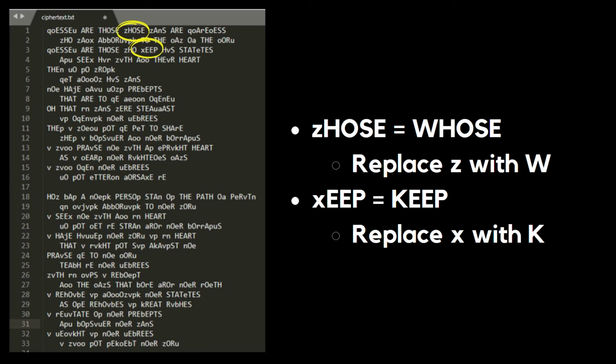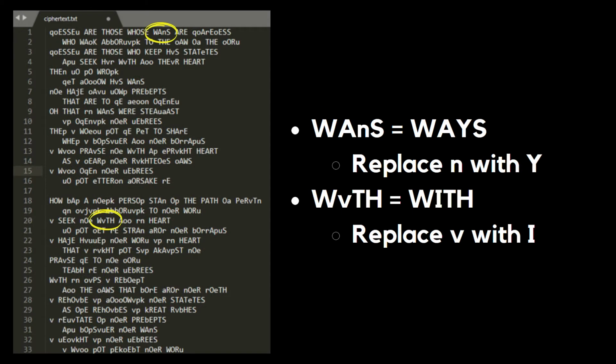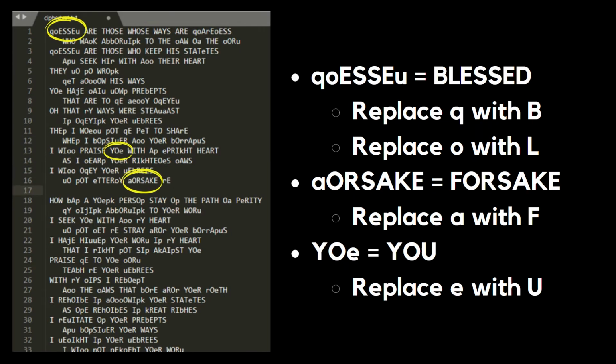Seep becomes keep, replace X with K. Wants equals ways, replace N with Y. With becomes with, replace V with I. Blessed becomes... Kesu becomes blessed, replace Q with B, and replace O with L, and U with D. Rsake becomes forsake, U.